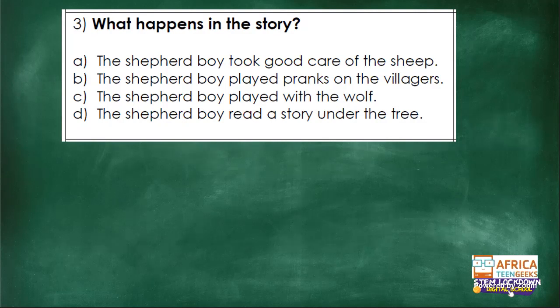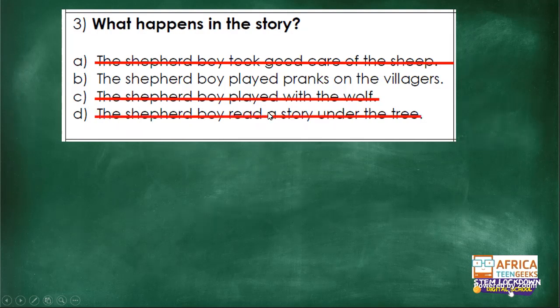What happens in the story? The shepherd boy took good care of the sheep. Wrong. The shepherd boy played pranks on the village. What pranks? Pranks, that's jokes. He played pranks. Is that true? Yes, that could be true. Okay, go on. The shepherd boy played with the wolf. False. The shepherd boy read a story under the tree. False. So the correct answer is B.